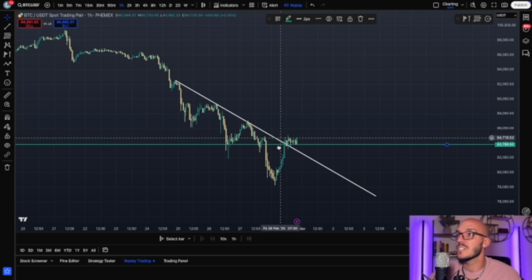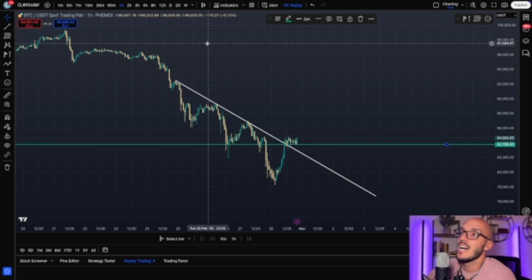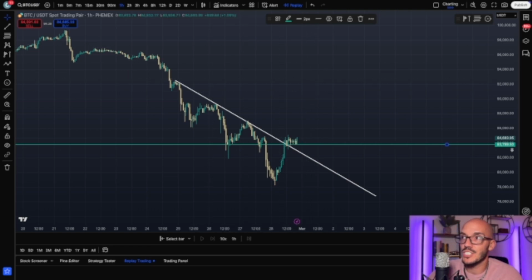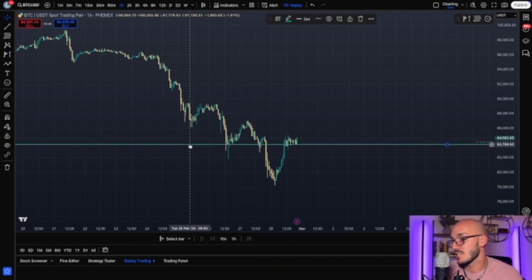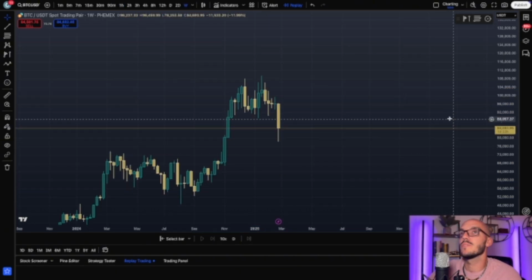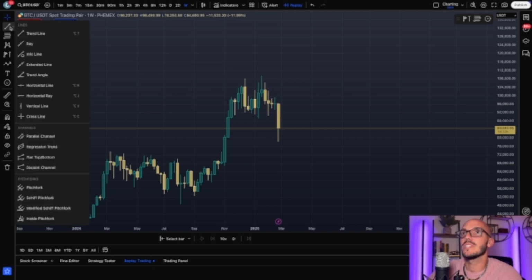So that's 2 areas of confluence. Ideally, when I'm entering a position, I like 3 or 4 confluences. This isn't enough for me just to enter a trade, but it's looking good so far, and it makes sense why Bitcoin is getting a bounce there. When you're doing your trend lines, let's say you're doing this on the weekly time frame.